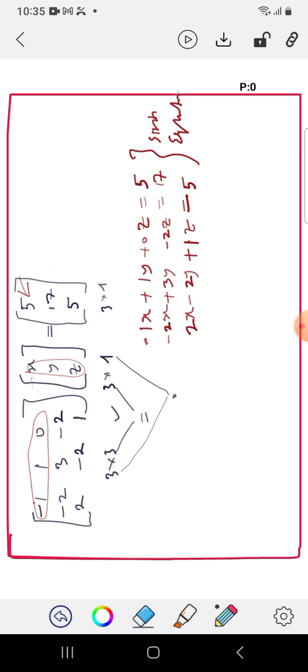Now, we have been able to solve that. If you load the same question into a graphing calculator, you are going to get the same solution. Now, the last thing I will be discussing in this video. Okay, let me write out the answer to this system of equations.